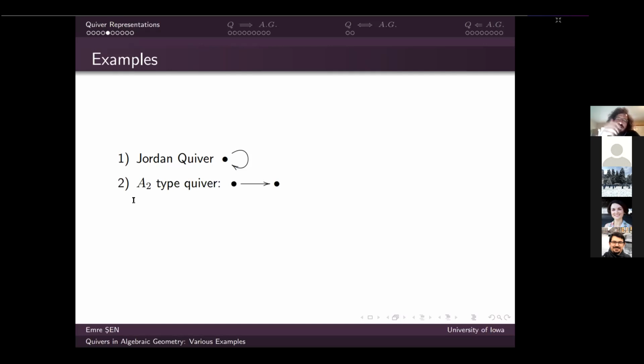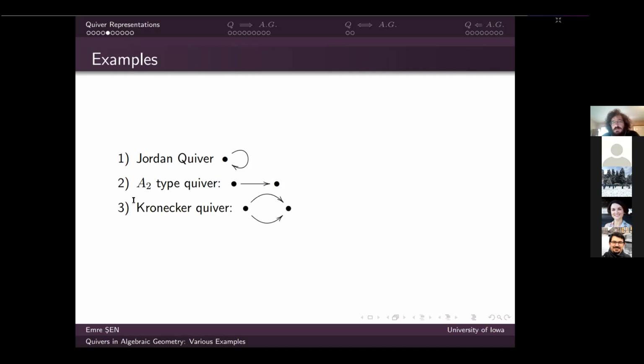Another example, we can take the A2 type quiver, right? We have just two dots and one map between them. Later, I will do that in detail, but we can assign two vector spaces, V and W, and we consider all linear maps between them. Basically, this is just the Hom between those two spaces. And then one can define a determinantal variety here, right? Stratified with respect to the rank. We can do that.